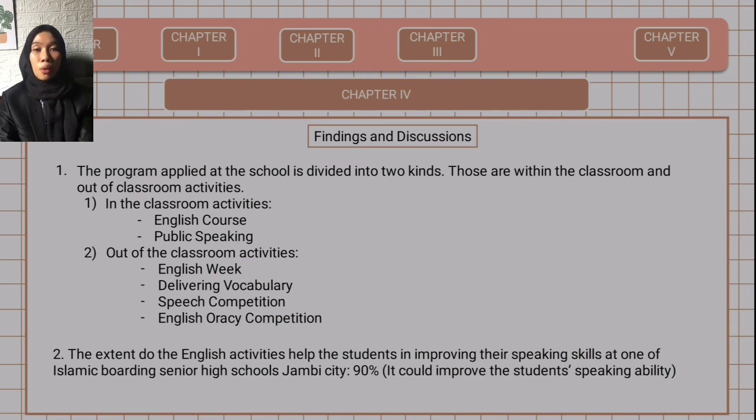Based on the interview result with the English teacher, she said that around 90% of the English activities could improve the student's speaking ability. Then based on the interview with students, they all said that the English activities effectively improve their English ability. It is in line with the result of quantitative data. In other words, the student's ability in speaking improved and became better every week during the English activities. Therefore, based on the quantitative and qualitative data, it could be concluded that English activity is good and could improve student ability in speaking, especially at one of the Islamic boarding senior high schools in Jambi City, which has applied the English activities based on routine and habit.